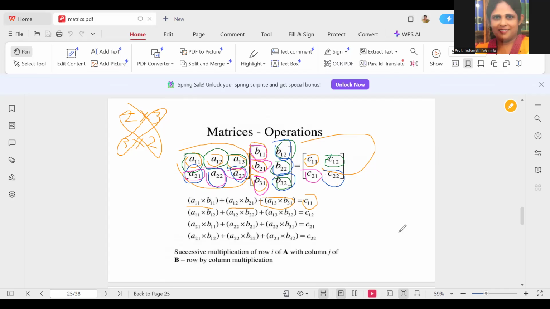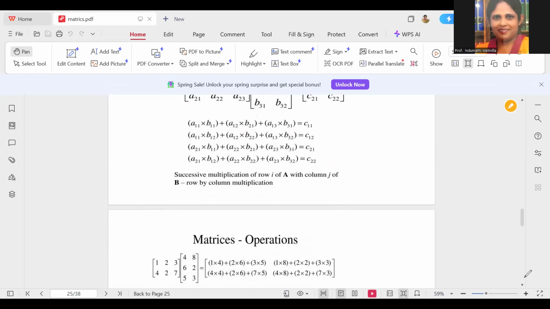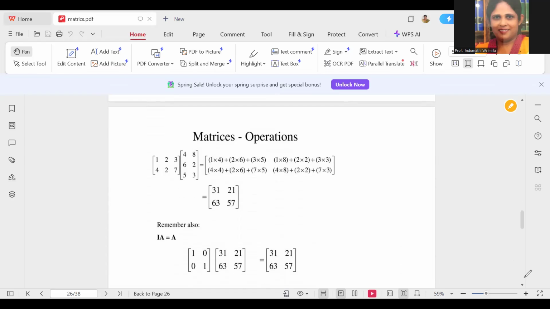That is the way we can apply this multiplication. Now we can do one example, okay? So I have given one example here. Yes, okay. So now this is the example.